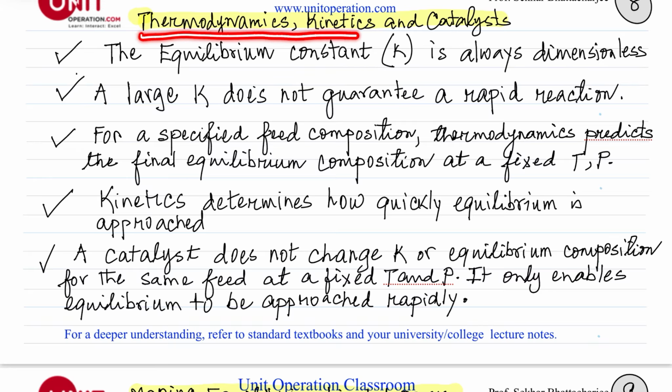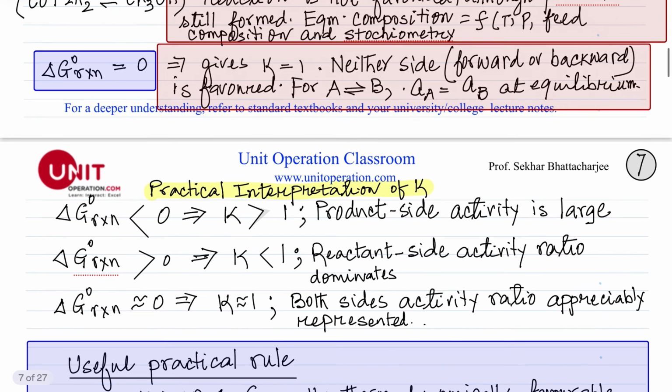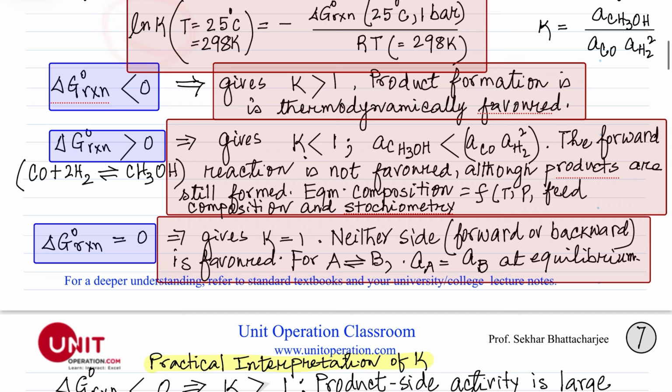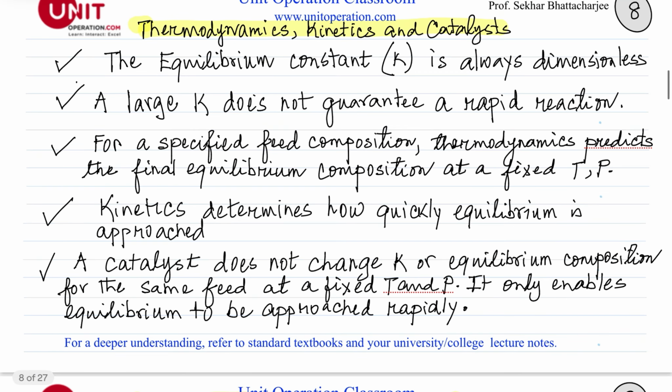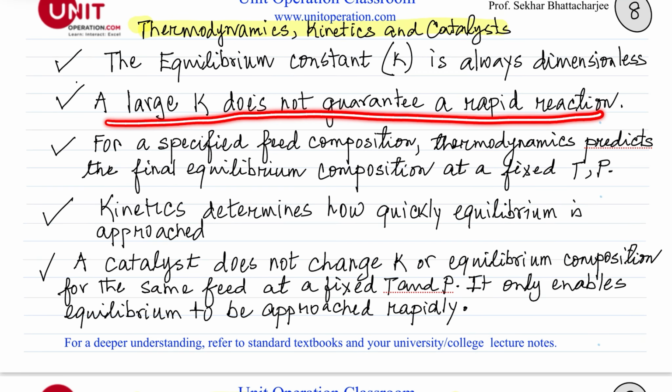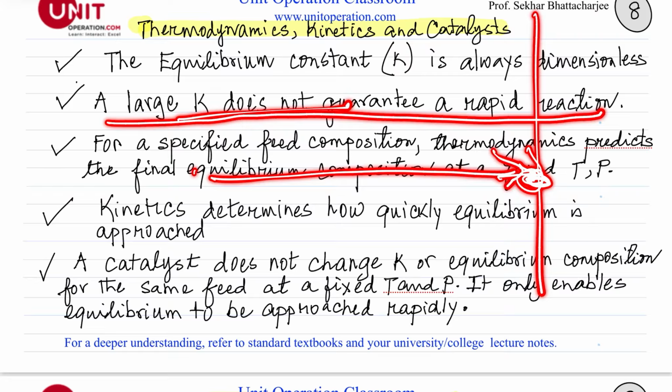Let's spend a minute on thermodynamics, kinetics, and catalysis, because these are very interrelated. Number one, the equilibrium constant is always dimensionless, as we have seen from this equation here. A large K does not guarantee a rapid reaction. A large K value says that the products are appreciably formed, so the equilibrium product concentration is going to be very high. But it does not say that this is going to be a rapid reaction from start to finish. That is the domain of kinetics.